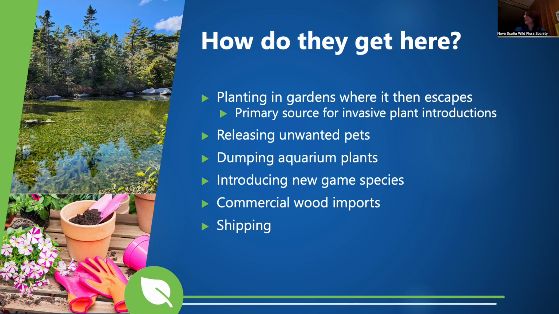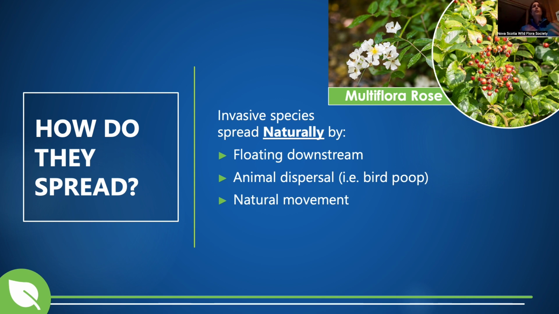So then once they get to an area, how do they spread? Well, invasive species definitely spread naturally, and this tends to be at a more local level. It's something we can't really do too much about, whether it be through abiotic ways such as wind dispersal or floating downstream. There's also more biotic ways such as animal dispersal. For example, multiflora rose has rose hips that birds eat, and the birds defecate the seeds elsewhere, and then you can get quite a large distance between the parent plant and the new plant growing.